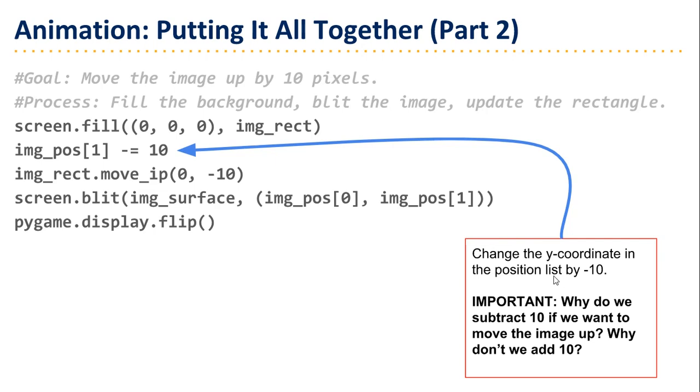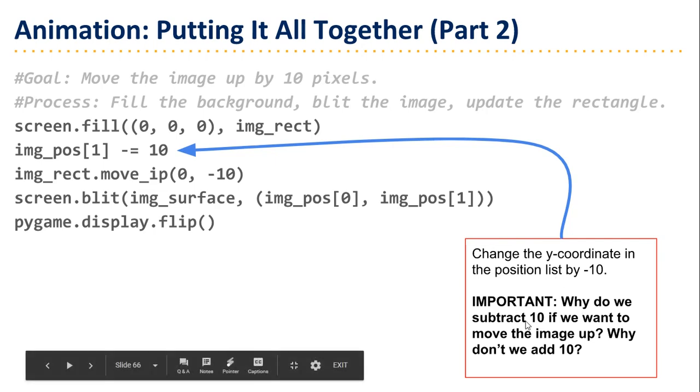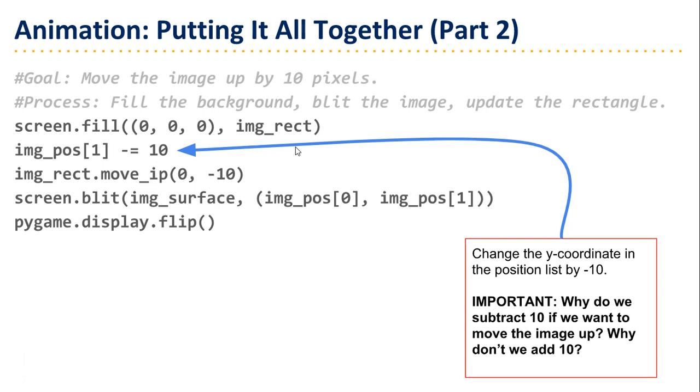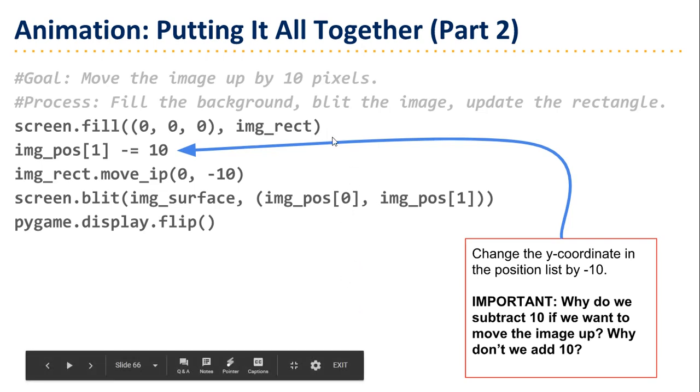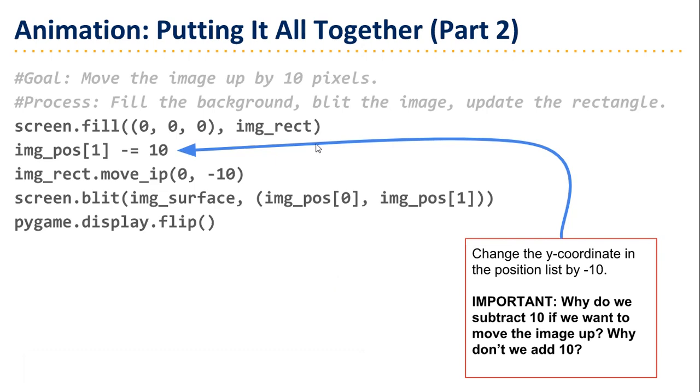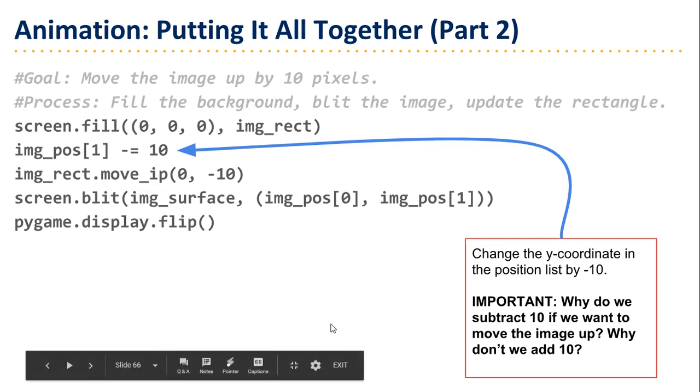Now, one question you should ask is, why do we subtract 10 instead of adding 10? Remember, I want to move the image up. This is not a bug. Remember that in Pygame, the y-axis starts at 0, 0 at the top of the screen and goes down, and the numbers increase as you go down. So if I want to move an image up, I actually subtract 10 from the current position. And that will move it closer to 0, 0, which is the top of the screen.